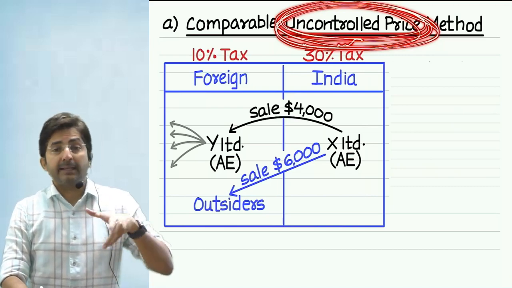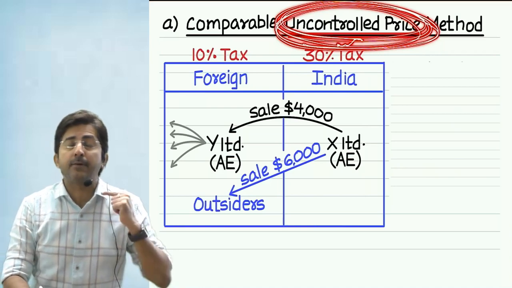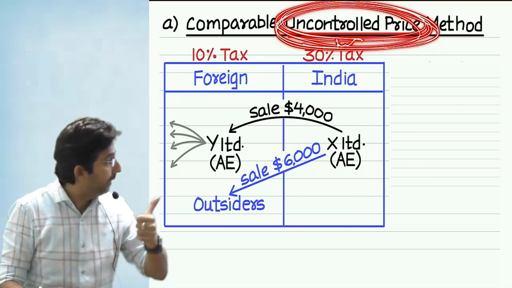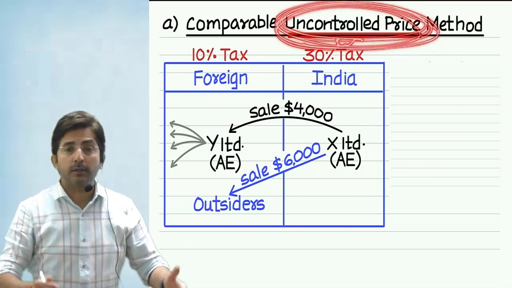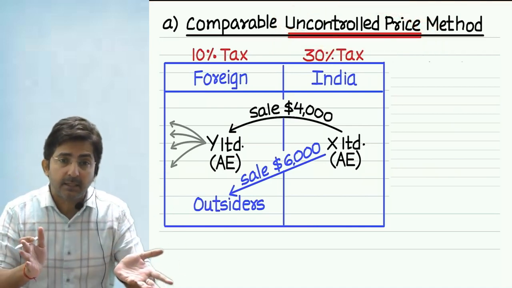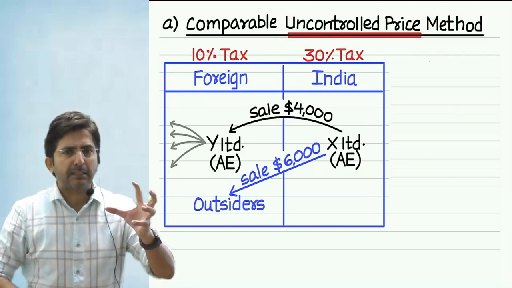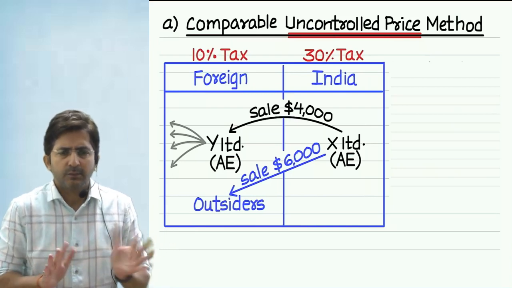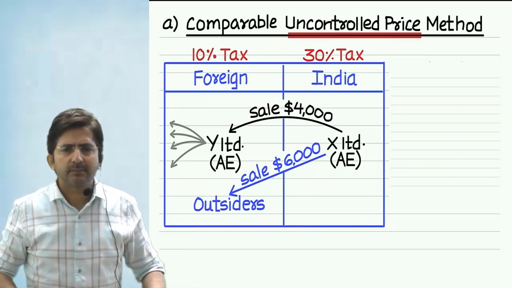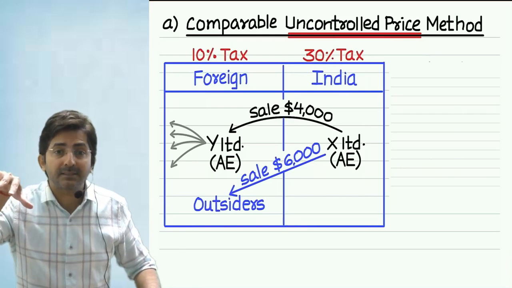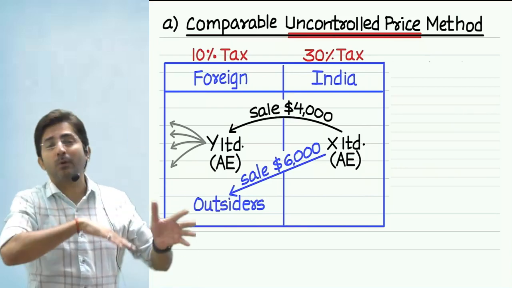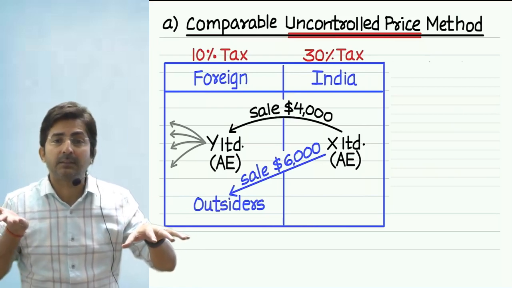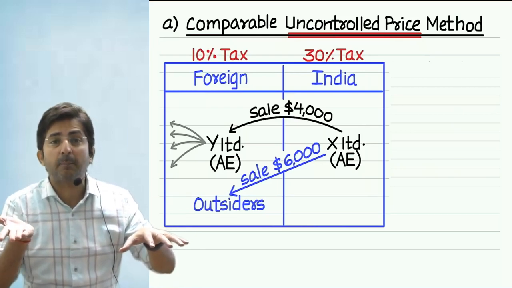Whatever plus or minus you feel like, you have to do it in the uncontrolled price, because the name of the method itself says select the uncontrolled price and do it plus or minus. Adjust it in such a way that it matches with the controlled price. We are adjusting the uncontrolled in such a way as to match it with the controlled, the cheating price.